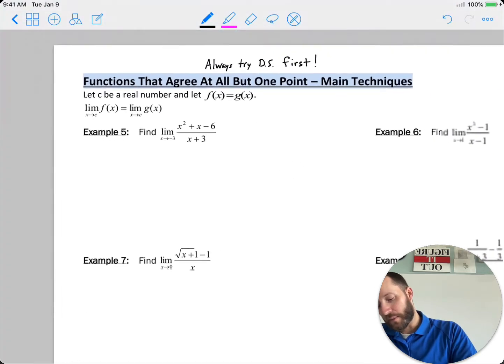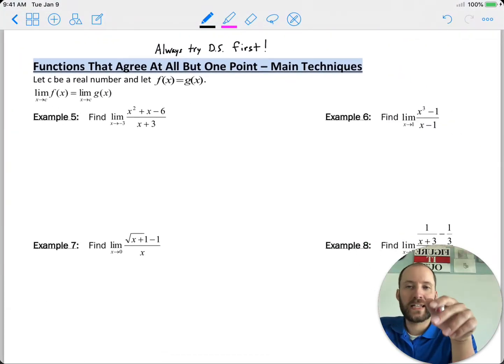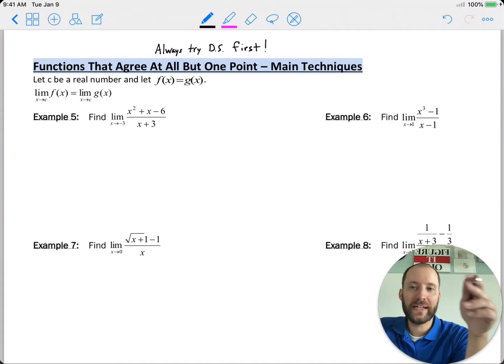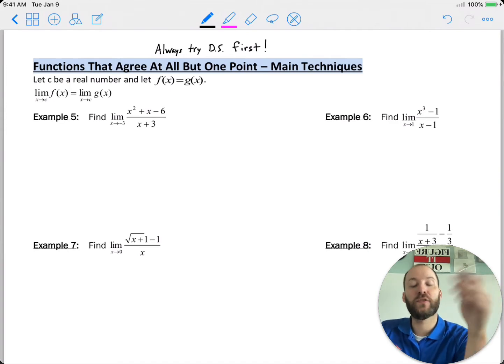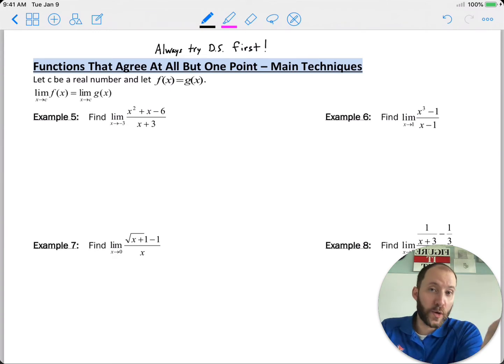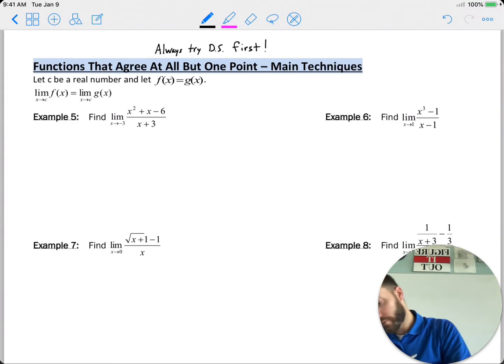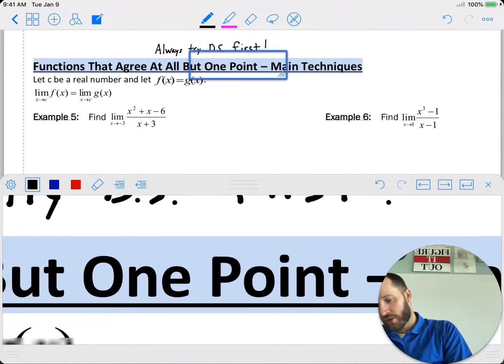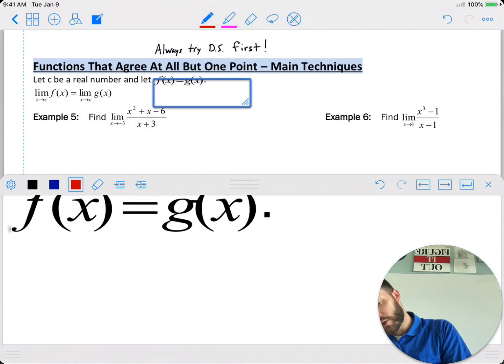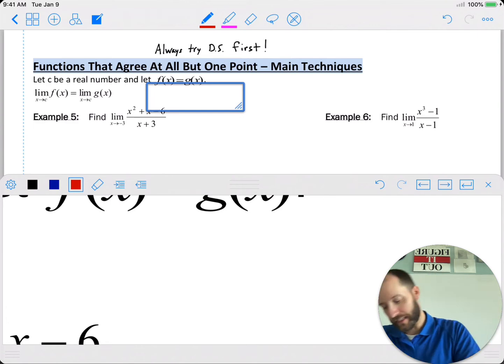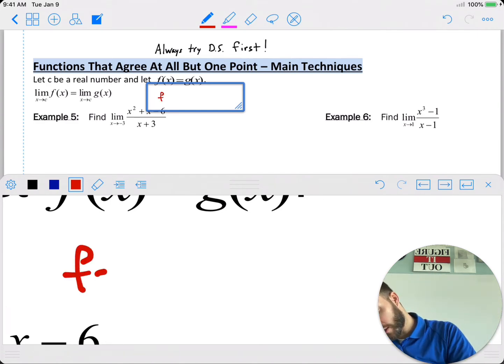So look at example 5. The limit as x approaches negative 3 of (x squared plus x minus 6) over (x plus 3). Really quickly, try to plug in negative 3. But in the denominator, you get a problem. Negative 3 plus 3 is 0, and we still can't divide by 0. So what you have to do is a method to evaluate this analytically. That method is called factoring.